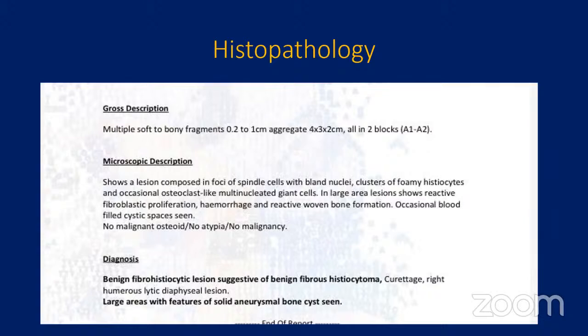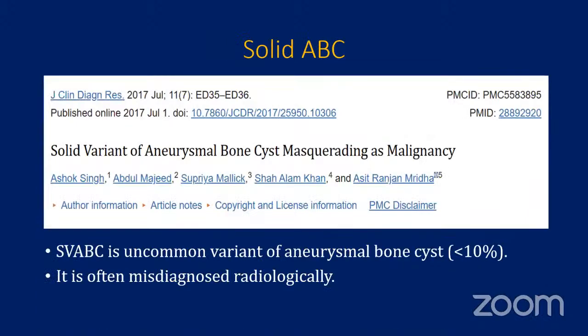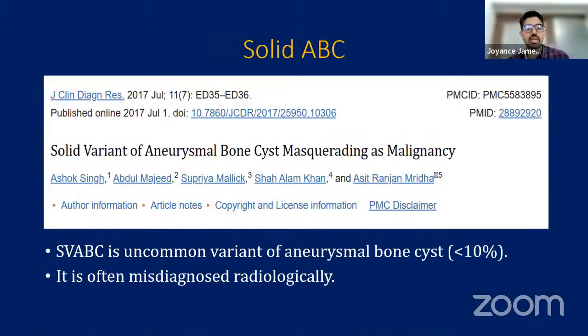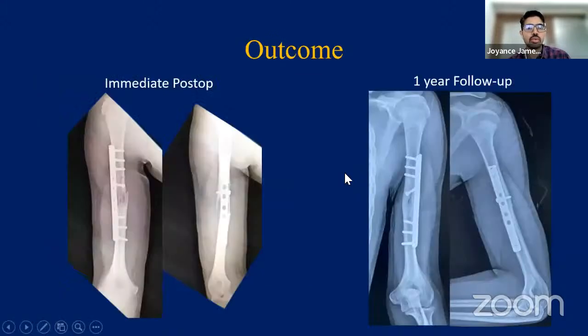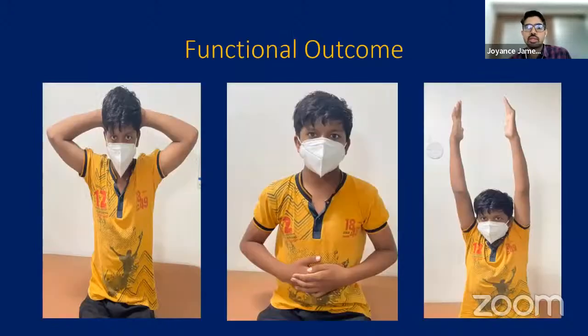Yeah, go ahead, no problem. So we decided to proceed further, and we did an extended curettage. We removed a cortical bone window, did an extended curettage, and then fixed the window back with a screw, and then we used a plate as a neutralizing plate. This is the immediate post-op, and this is the 1 year follow-up of the same boy. And this is his functional outcome. He later underwent implant removal.